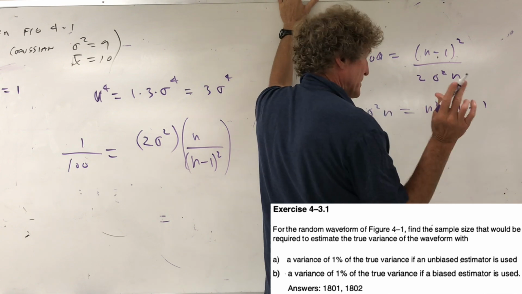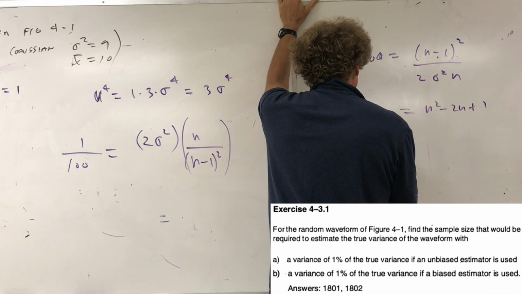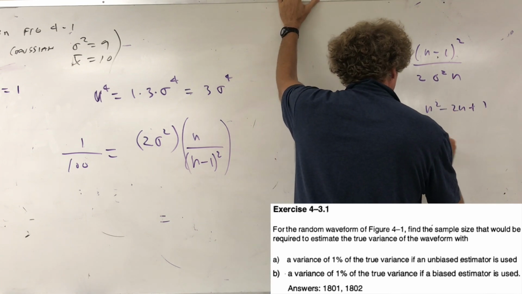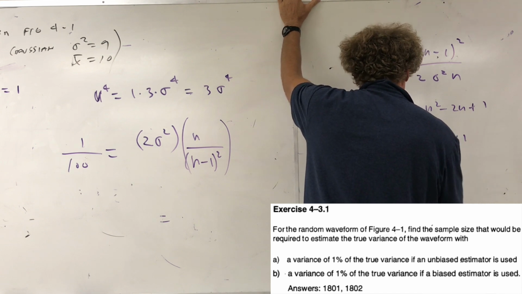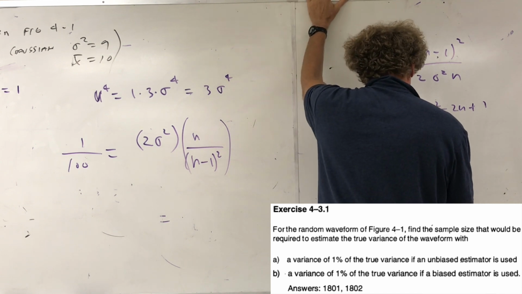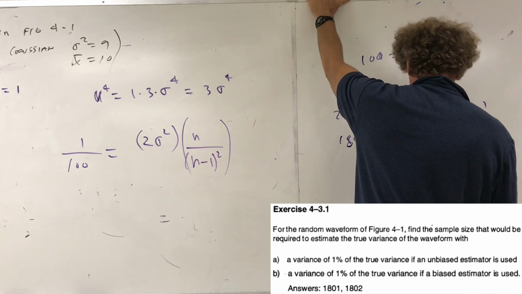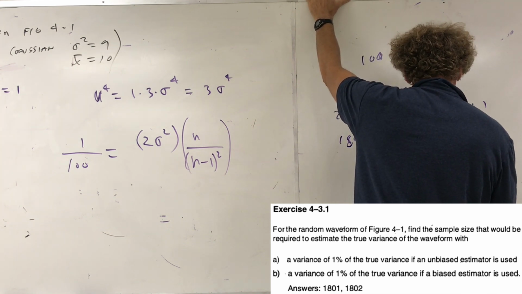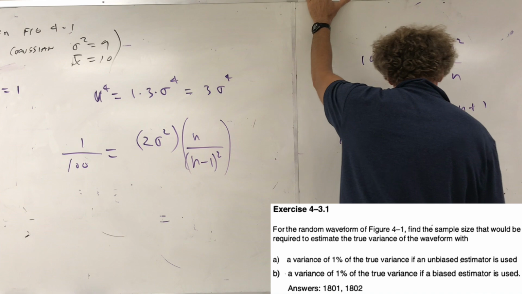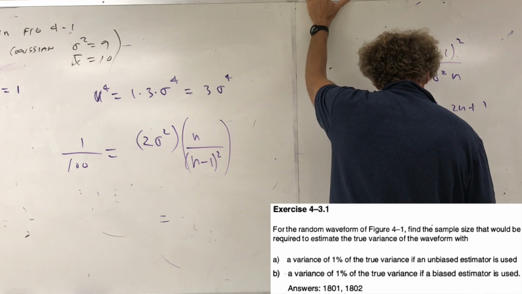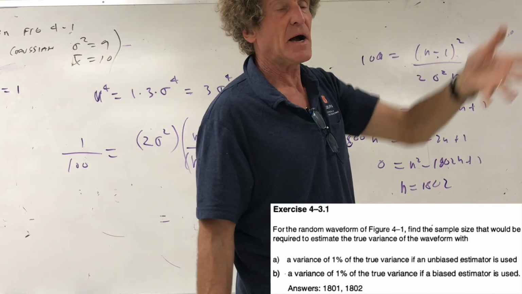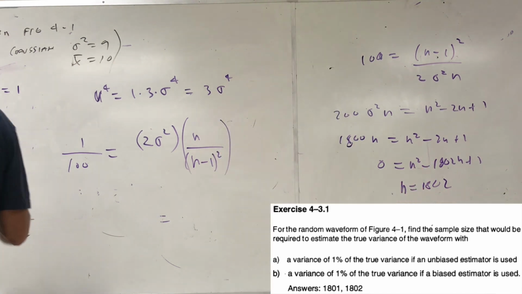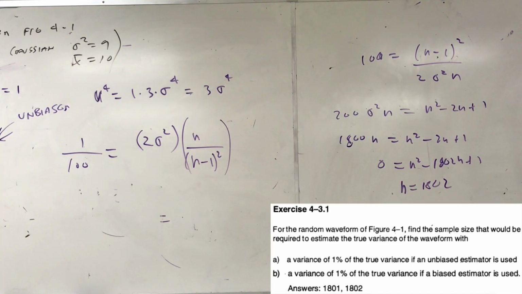This is the unbiased, by the way, not biased. 1800n is equal to n squared minus 2n plus 1. Or I have 0 equals n squared minus 1802n plus 1, and I believe on this one n is equal to 1802. The unbiased one. All right, now for the biased one, let me just put this is going to be biased.